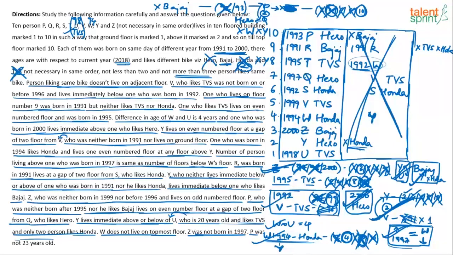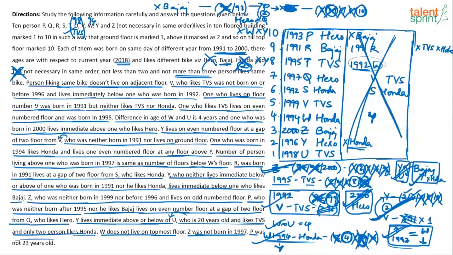Yeah. 91 is gone. 92 is gone. 93 is gone. 94 is gone. 95 is gone. 97 is gone. 98 is gone. 99 is gone. 2000 is gone. So 1996. Why should like 1996? Yes or no? Done. That's the final answer.